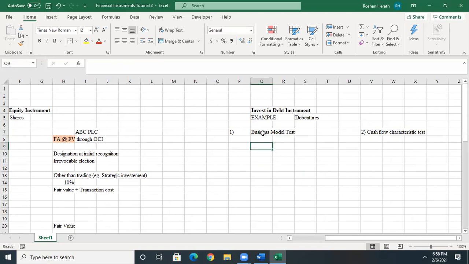So when you come to the business model test, what does it say? It says that when it comes to an entity, this is a kind of entity level test, right? It is not an instrument level test, it's an entity level test. Right?